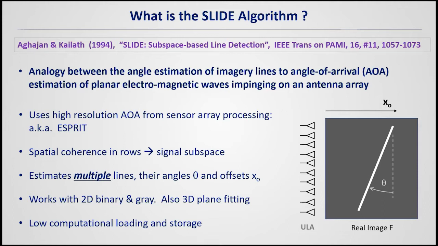Basically, if you have a plane wave propagating from right to left, as it hits a series of sensors, there'll be a time delay between when each sensor would pick up the signal. It uses high-resolution angle of arrival techniques from the sensor array processing community, specifically the algorithm called SPRI. It takes advantage of the spatial coherence in the rows, or the adjacency of pixels along the line, to generate a signal subspace, and estimates multiple lines at various angles and offsets x naught.